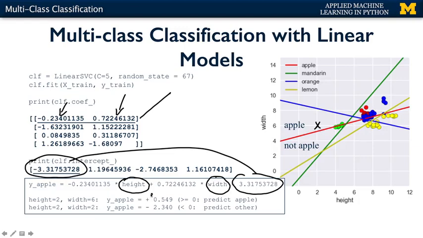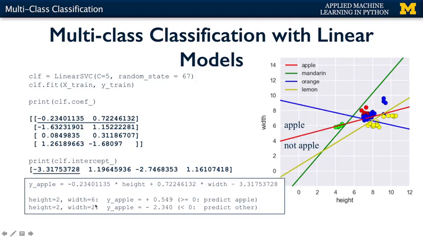It turns out that the value is positive 0.59. And because that value is greater than or equal to 0, that indicates that the model is predicting that the object is indeed an apple. And that makes sense because it's on this side of the apple versus not apple binary classifier decision boundary.